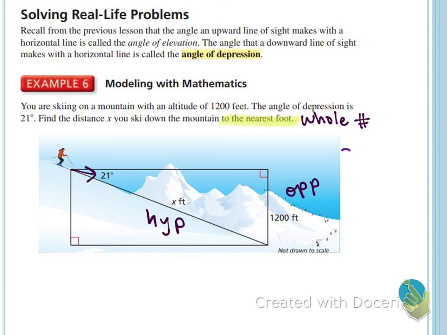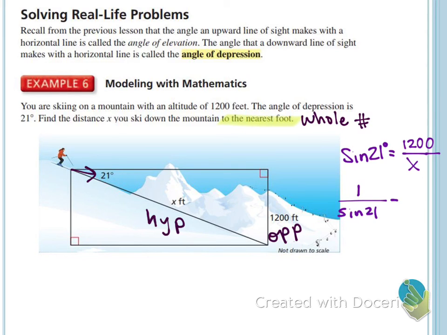Sine. I agree. Sine of 21 degrees equals the opposite, which is 1200, over the hypotenuse, which is x. Can I multiply both sides by 1200 right now? I cannot. I need to flip both sides. So 1 over sine of 21 is equal to x over 1200. Now I can multiply both sides by 1200.